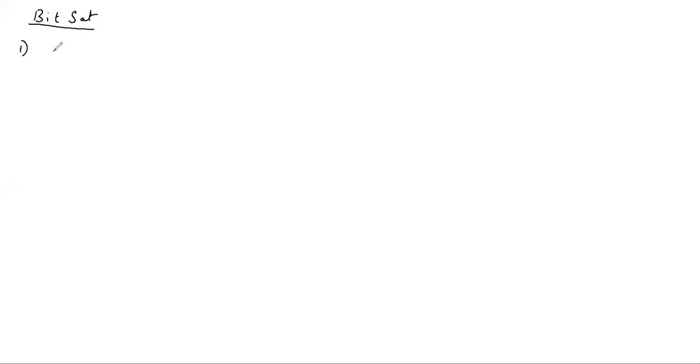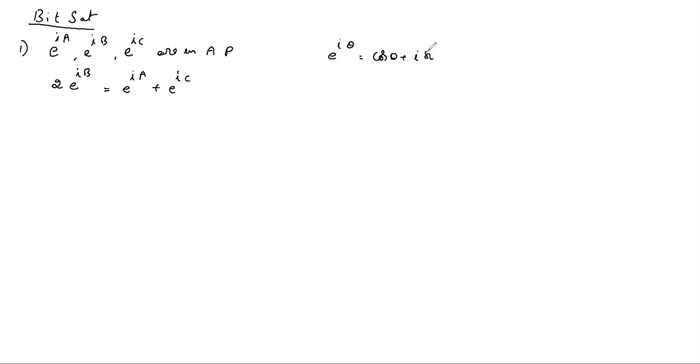First one: e^(ia), e^(ib), and e^(ic) are in arithmetic progression. So we know the condition if a, b, c are in AP, 2b equals a plus c. And in complex numbers, we have e^(iθ) equals cos θ plus i sin θ, De Moivre's theorem, and this is Euler form.